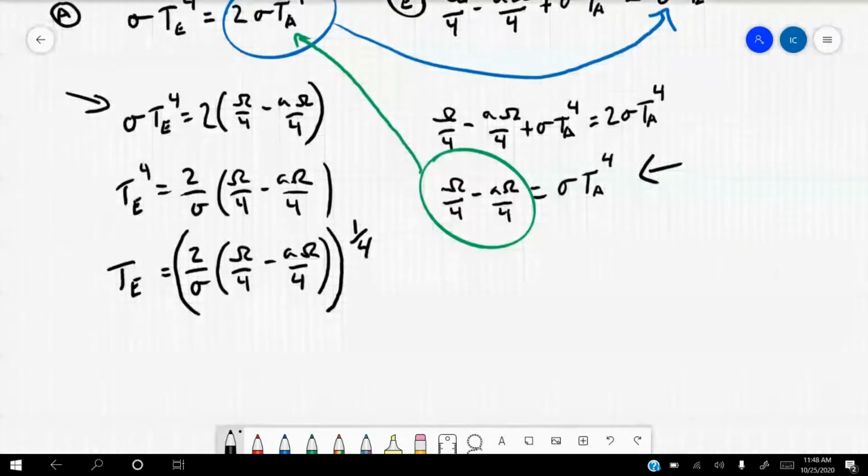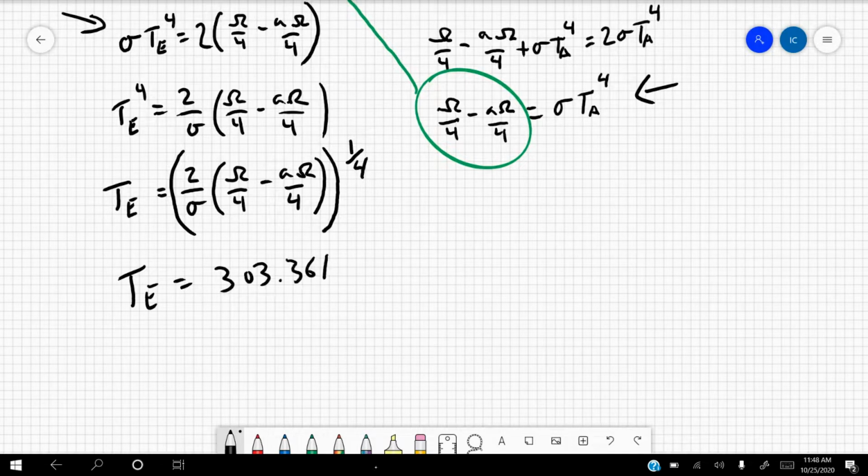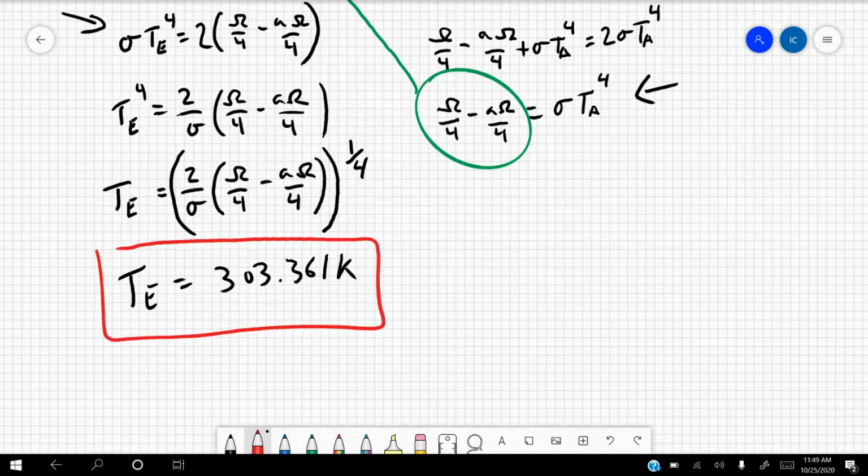If we plug this into Mathematica, we would find that TE is equal to 303.361 degrees Kelvin. In units of Celsius, this is about 30 degrees. And in units of Fahrenheit, this is roughly 90 degrees. So it looks like we're a little on the hot side for a global average surface temperature.